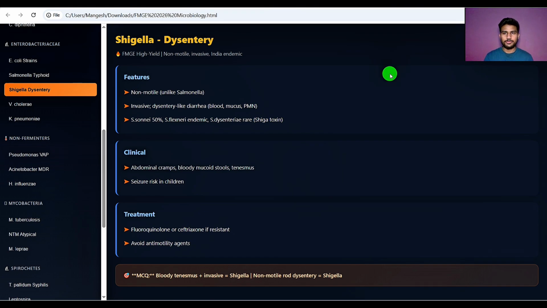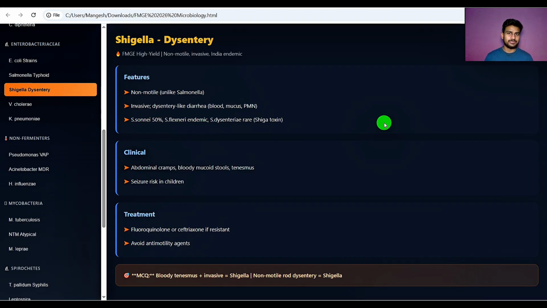The features that I want you to remember are that it is non-motile, unlike Salmonella typhimurium. Then it is invasive, with dysentery-like features. As I told you, blood and mucus are passed along with the stools, and there are also polymorphonuclear cells in the stools. Shigella sonnei is the culprit 50% of the times. Then there is flexneri, that is endemic, and there is Shigella dysenteriae that is rarely involved, but it has Shiga toxin.